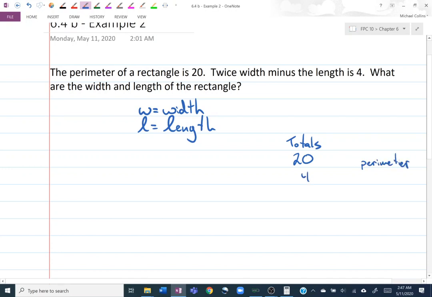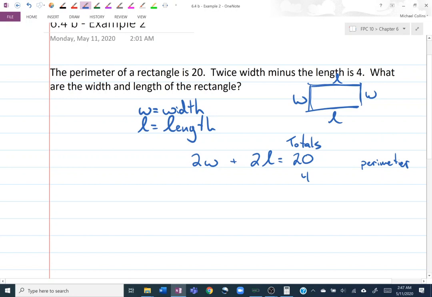And a 4. So how do I use width and length to get to 20? Well, if I'm trying to find the perimeter, so if I do a little sketch, perimeter is all the way around: length plus width plus length plus width, which if I simplify that, I've got 2 widths plus 2 lengths is equal to that total.